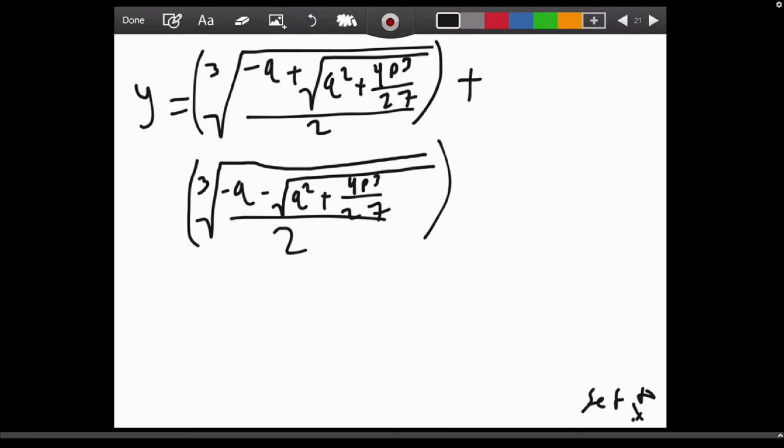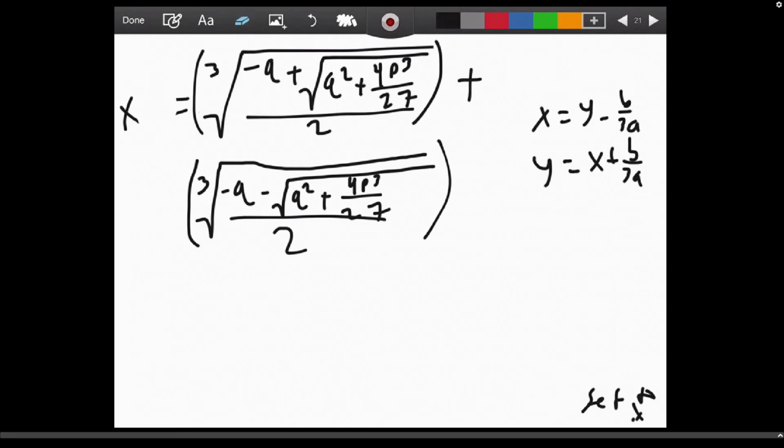We're getting to the home stretch here, guys. If you remember back all the way at the very beginning, we set x equal to y minus b over 3a. And that means that y is equal to x plus b over 3a. So we're going to substitute y in here for x plus b over 3a. And then we're going to subtract b over 3a from both sides. And that gives us x is equal to this whole disgusting thing, minus b over 3a. And there we go. We have isolated x.